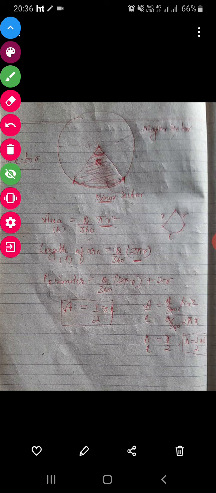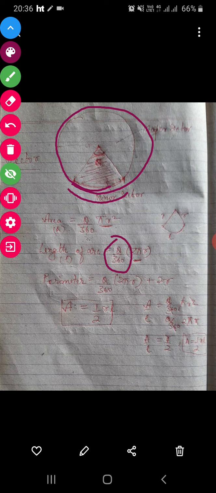Now, what is the relation between the whole circle to this? The main relation is this angle formed. So, class, angle formed is theta out of 360. So, if we talk about the area, theta upon 360 pi r square. Simple. Similarly, this whole length is 2 pi r. If I say only this much arc, then I will say theta upon 360 2 pi r.